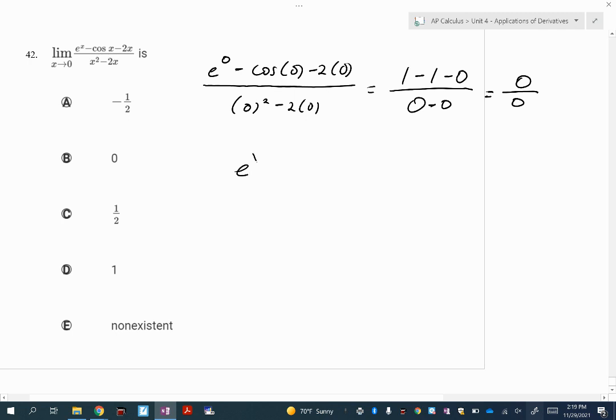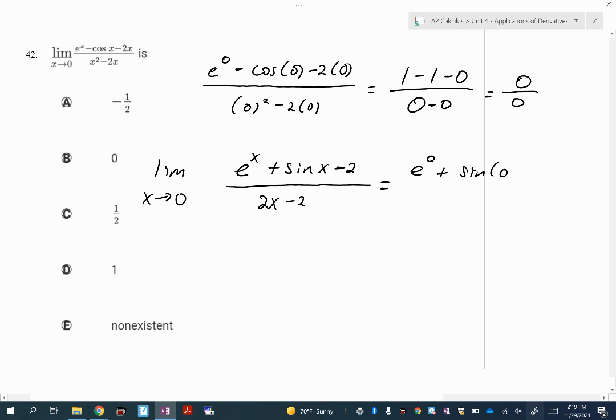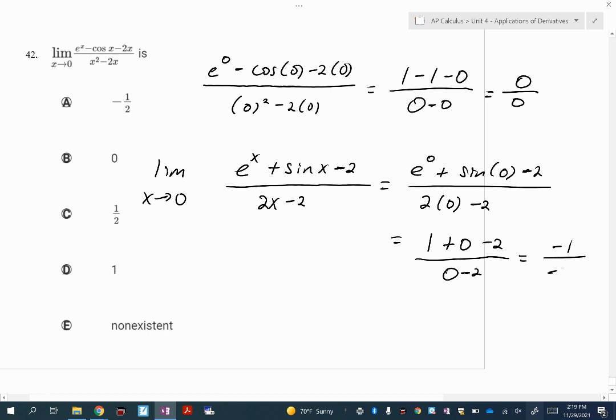Derivative of e to the power of x is e to the x times the derivative of x, which is just 1, so that's just copy it down. The derivative of cosine is negative sine, so that actually becomes positive sine of x, minus 2, all over 2x minus 2. So I'm doing the limit as x approaches 0 of this, so e to the 0 power plus the sine of 0 minus 2 all over 2 times 0 minus 2. Anything to the 0 power is 1. The sine of 0 is 0. So we get 1 minus 2, which is negative 1. 0 minus 2 is negative 2. That becomes a positive 1/2, or C.